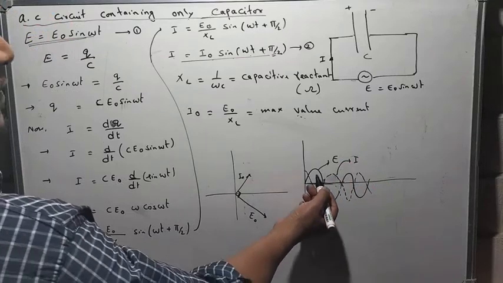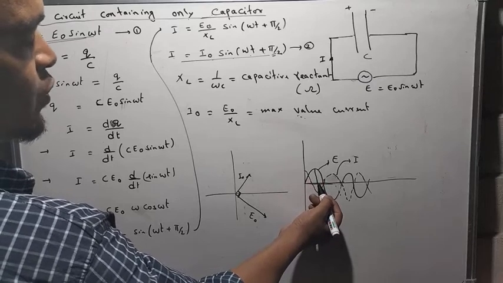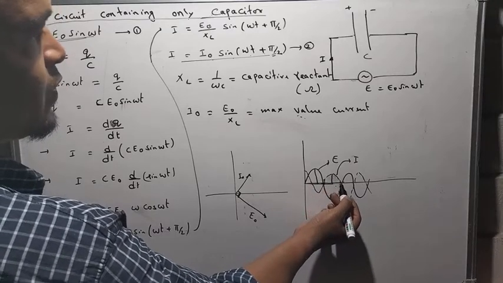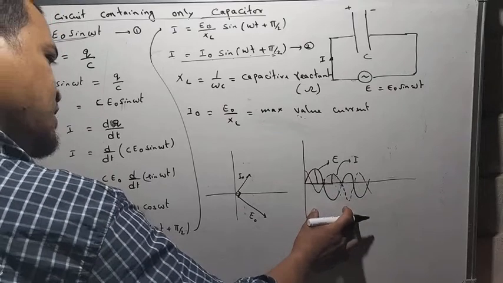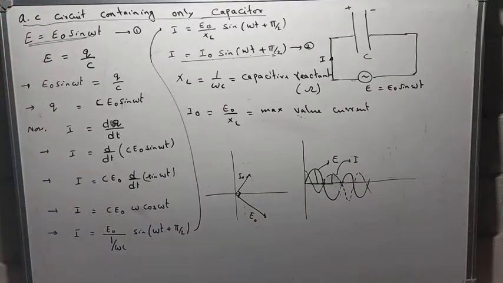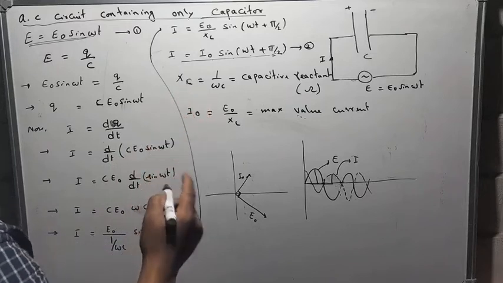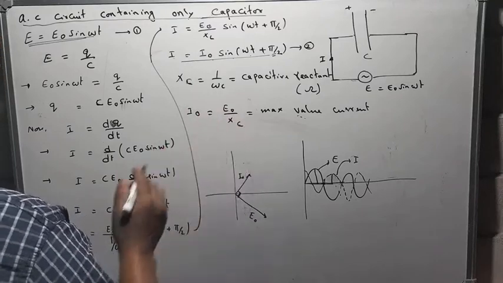Please note down here that at this point, when the EMF is maximum, this angle is equal to pi by 2. This angle is equal to pi. This is 3 pi by 2. This is 2 pi, and so on. So this is the graphical representation, and this is the phasor diagram of the EMF and the current in case of a purely capacitive circuit. Just make a correction. This is not XL, this is actually XC. For XL we meant inductive reactance, but for capacitive reactance we write XC.